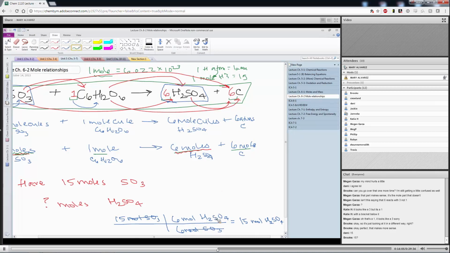This is kind of the crux of the matter. I used the coefficient of my balanced equation as a conversion factor.